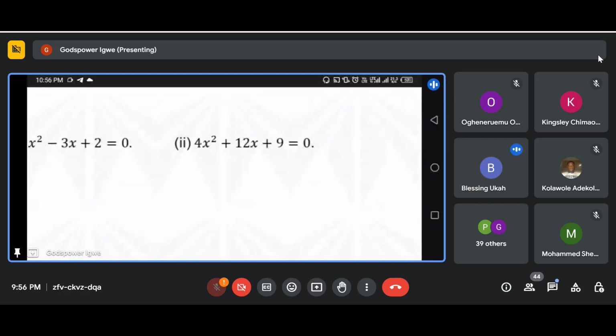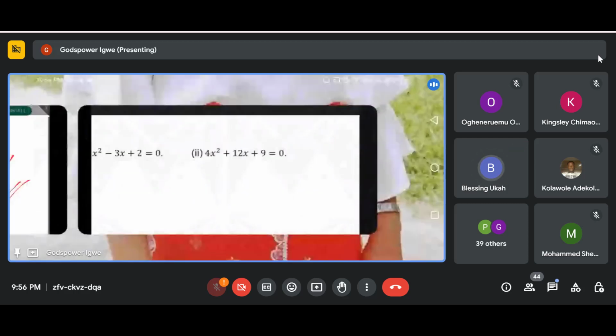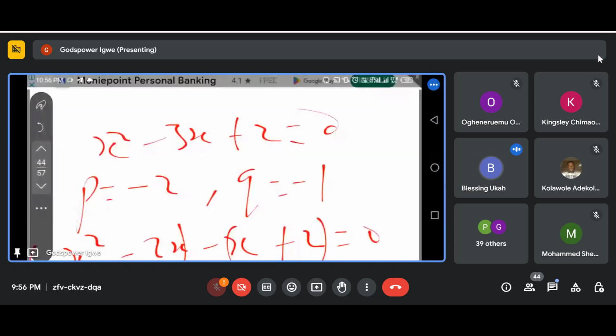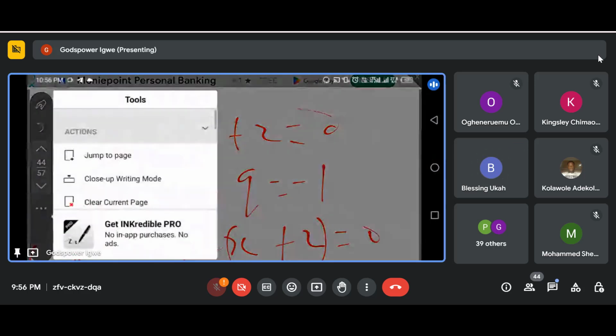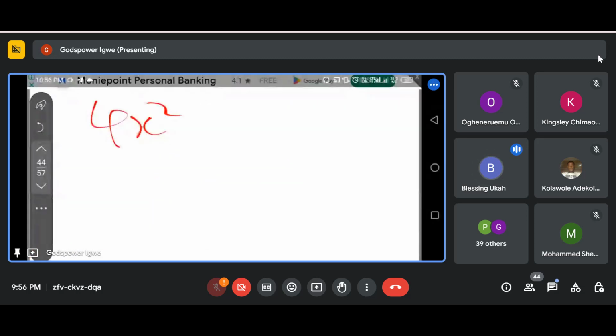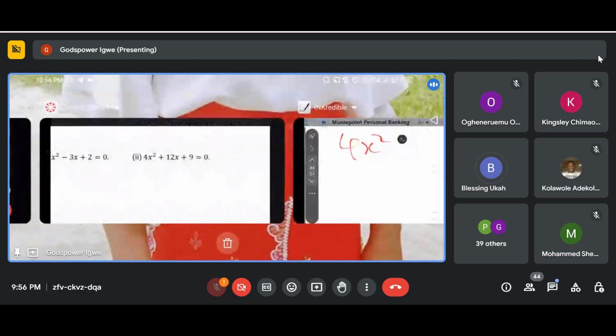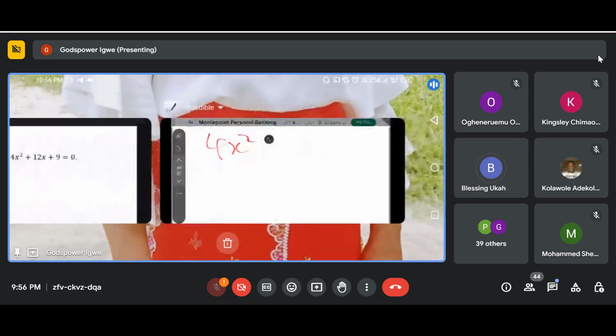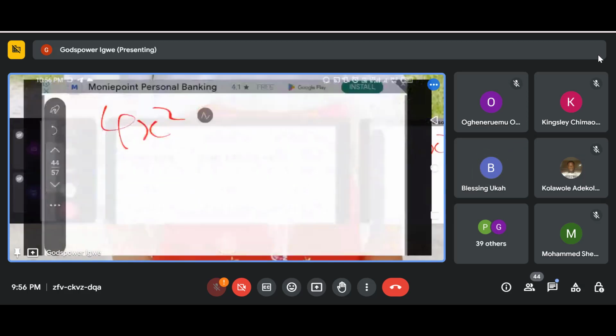What are the two numbers? Somebody give me this particular question, 4x squared. Somebody's mic is on and is not giving me the answer. I should mute the mic, please.